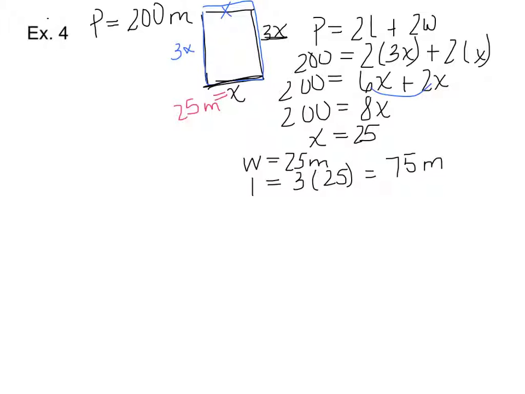And make sure you go back to look at what the question was asking. It said, what are the dimensions? So that's what we have. Our width is 25 meters. Our length is 75 meters. And we're done. Now, we're going to do a got it.